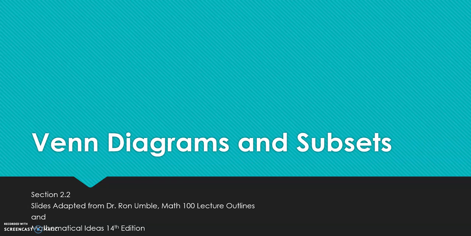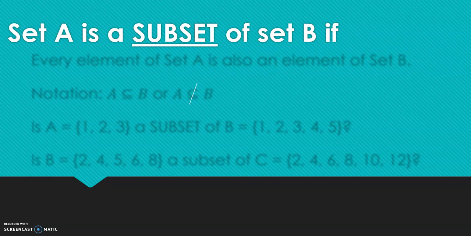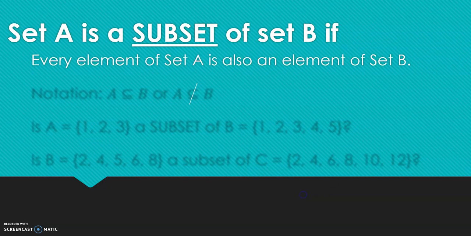Section 2.2, Venn diagrams and subsets. Set A is a subset of set B if every element of set A is also an element of set B. Notation we use: A ⊆ B. The subset symbol is a sideways U with a line underneath. Or A is not a subset of B, with the line through the subset symbol.